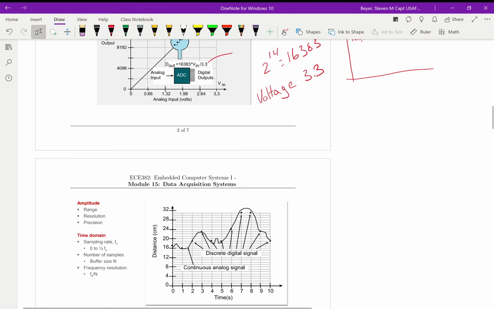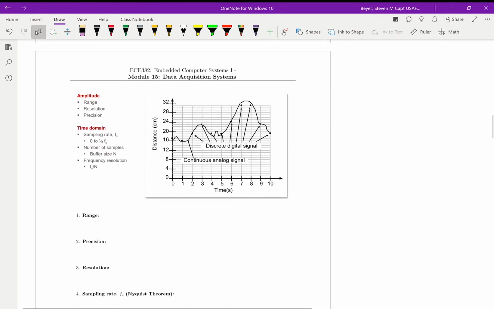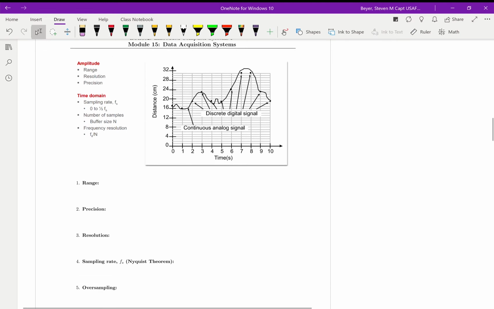All right, so let's go into a little bit more detail on this analog to digital conversion. The key three words here: range, precision, and resolution. Basically, range is the maximum value minus the minimum value.